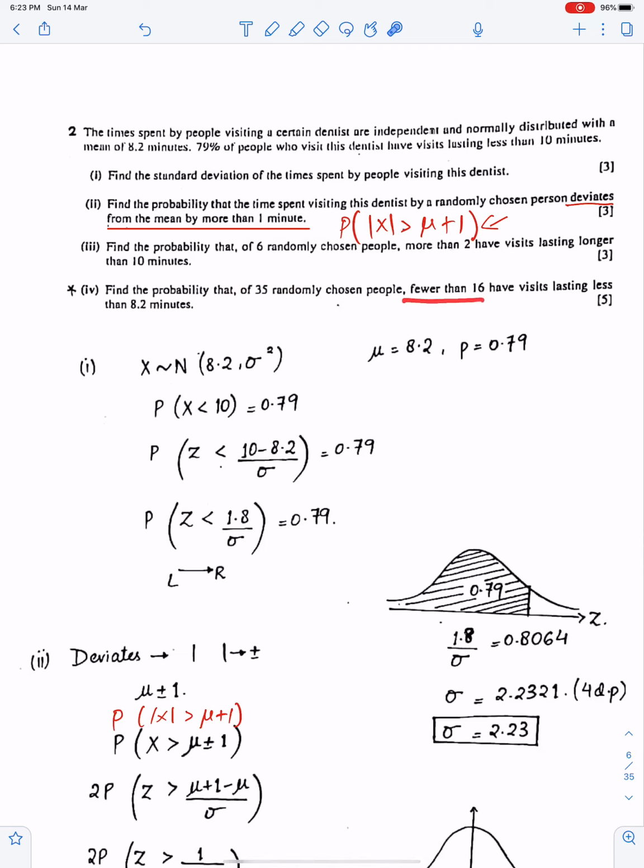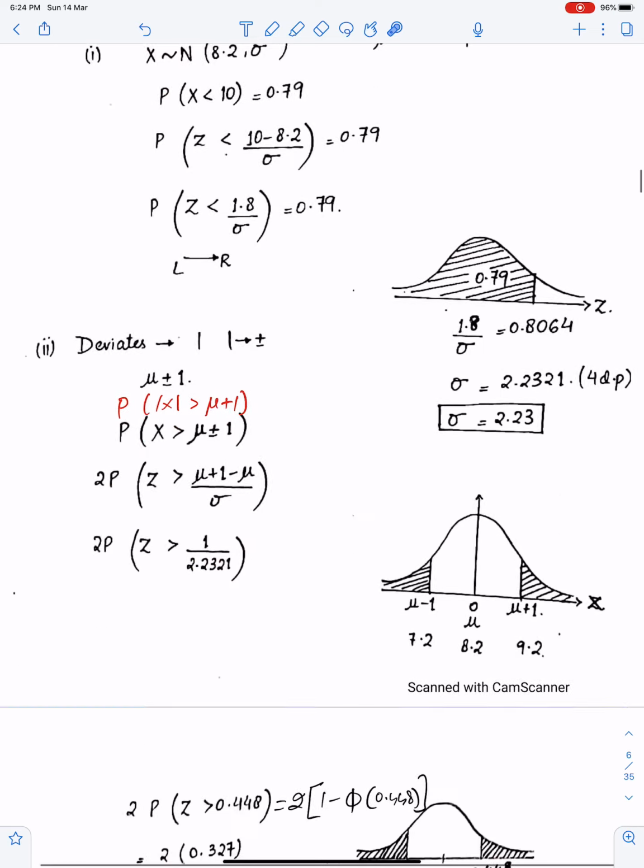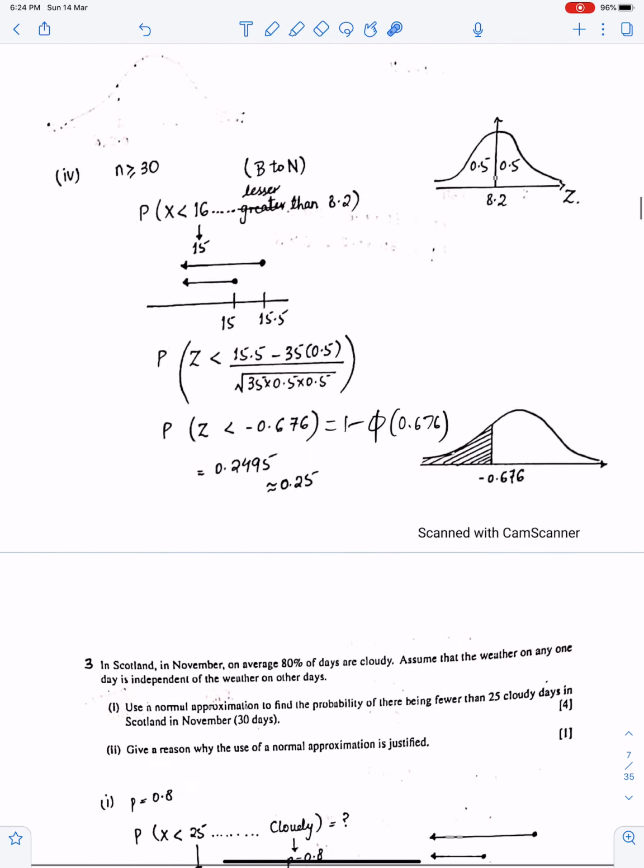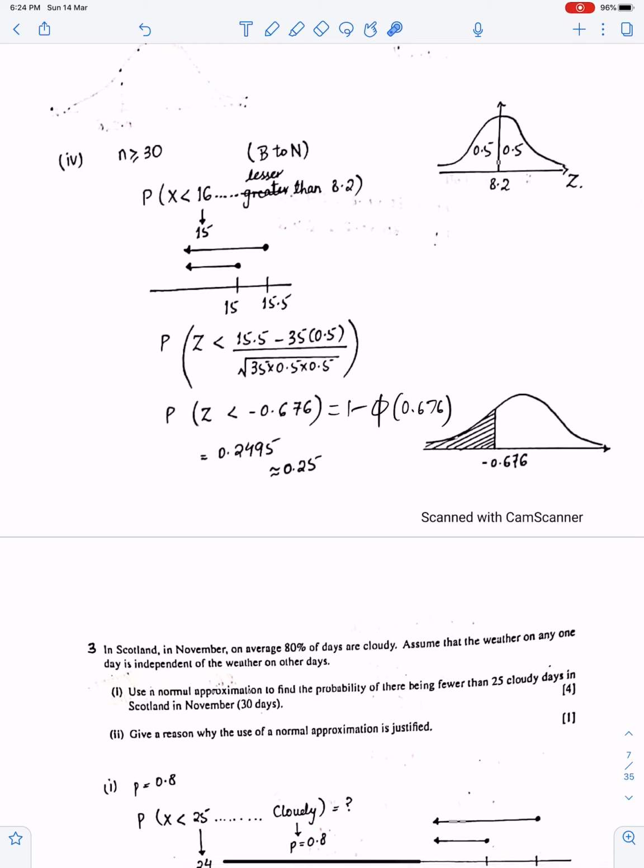Fewer than 16 have visits lasting less than 8.2 minutes. Now 8.2 is the mean, so less than the mean means 0.5. See, if this is 8.2, then this probability is 0.5. So less than 8.2 means your P is 0.5. So you have to do approximation. This is the way to approximate this.